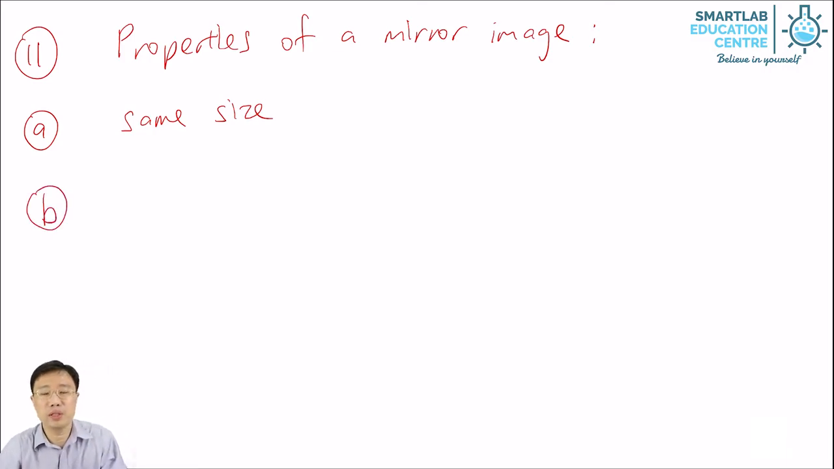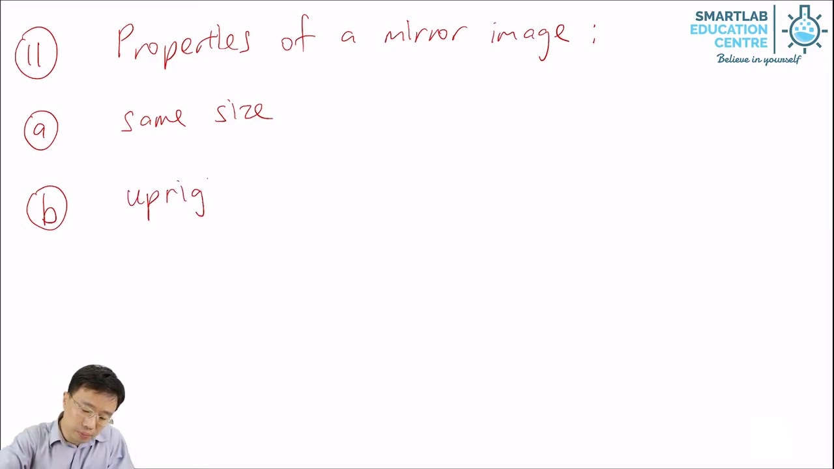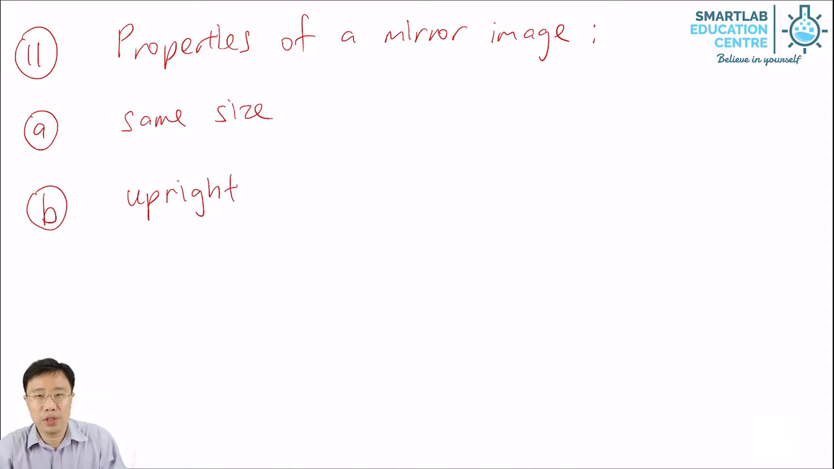The second property is this. A mirror image is upright. When you stand in front of the mirror, you see your head first. You don't see your feet first.